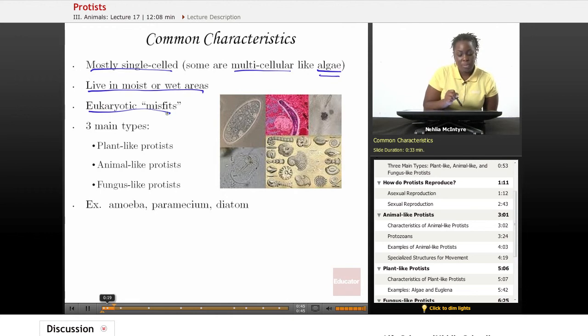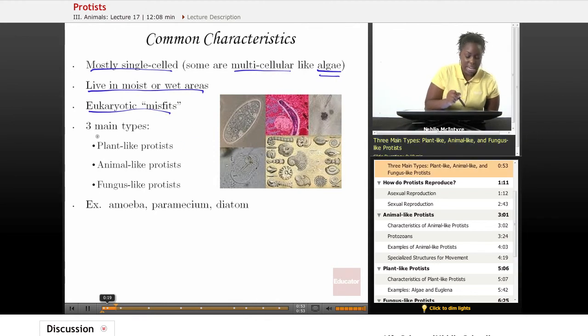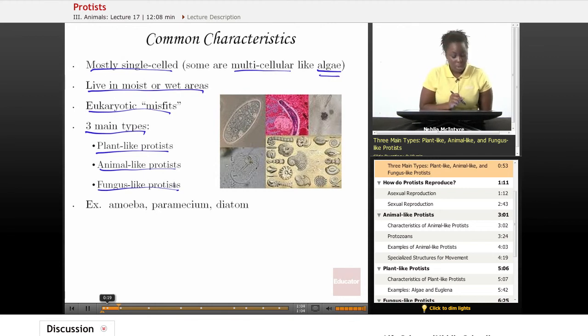quite fit the mold of being exactly like animals, exactly like plants, or exactly like fungus, but they do share common characteristics. And actually, that is how we classify our protists. Are they more plant-like, are they more animal-like, or are they more fungus-like? Examples of protists would be the amoeba, the paramecium, or the diatom.